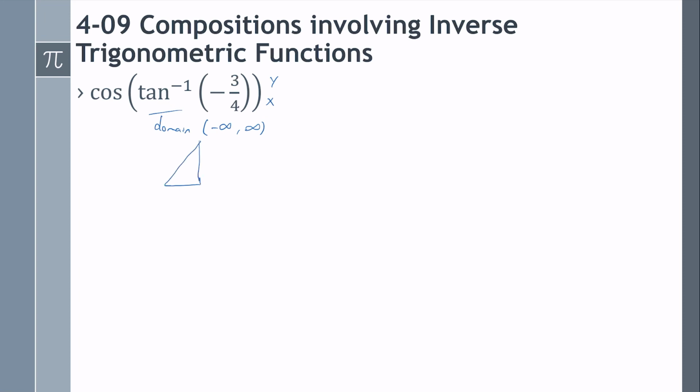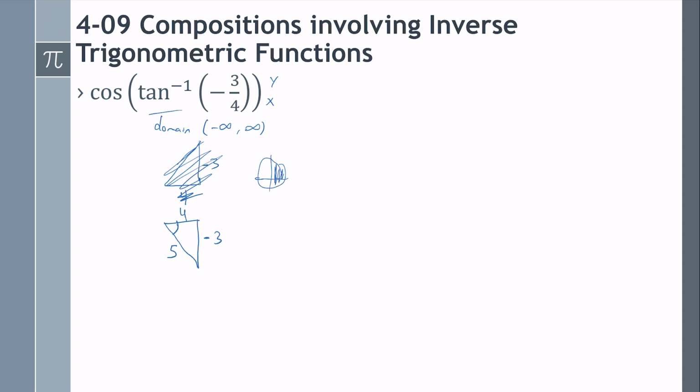So the y is 3, the x is 4. Now one of these are going to be negative, since it is negative square root of 3 over 4. Remember, inverse tangent is only in quadrants 1 and 4. X is positive in both those cases, therefore the y must be negative. So if you'd like, the triangle's really going that way. Use the Pythagorean theorem to find the other side.